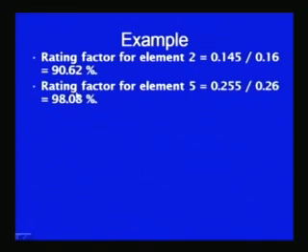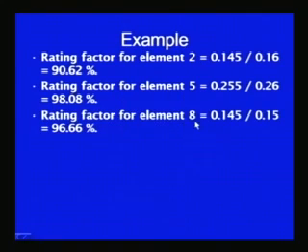In the same way, the rating factor for element number 5 and the rating factor for element number 8 can be obtained, and we can see the rating factor for element number 2 is 90.62, for element number 5 is 98.08, and for element number 8 is 96.66. So, the average rating factor of all these elements is obtained.